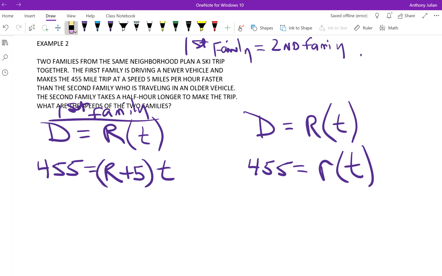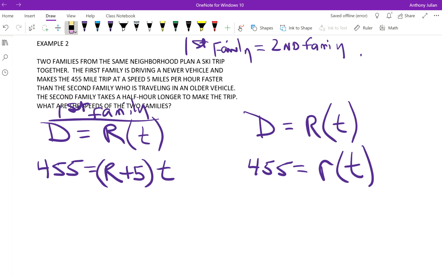So I have to add a half an hour because it takes the second family a half an hour longer to get there. So I'm adding a half an hour onto the second family's time by putting it, the second family equals the first family plus the half an hour. So it's taken the second family a half an hour longer.